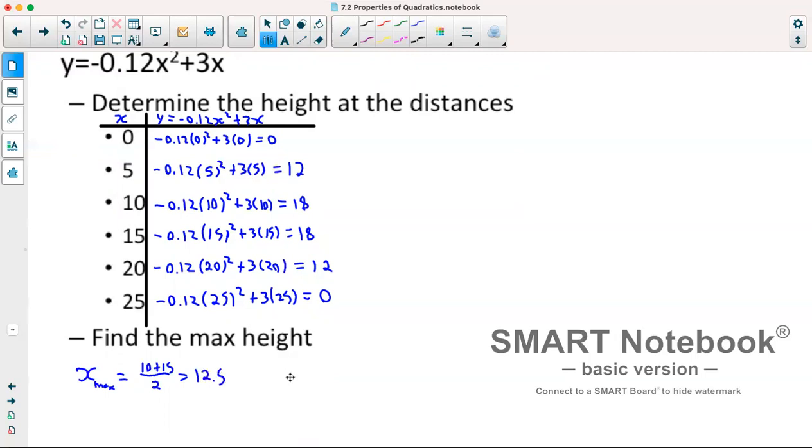Now to find our maximum height, we have our equation y is equal to negative 0.12x squared plus 3x. So we've got y is equal to negative 0.12 times 12.5 squared plus 3 times 12.5. And that gives us a maximum height of 18.75.